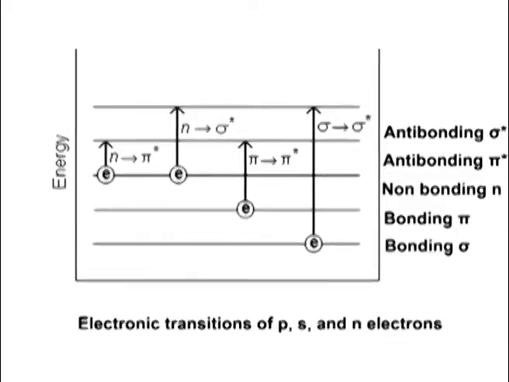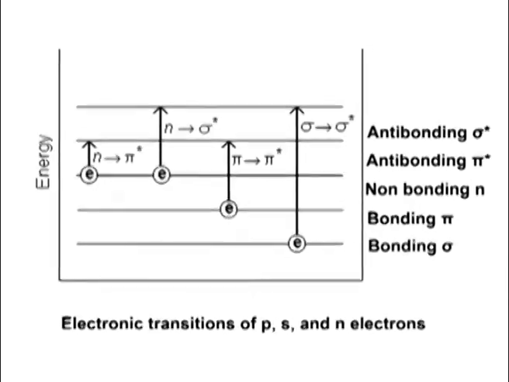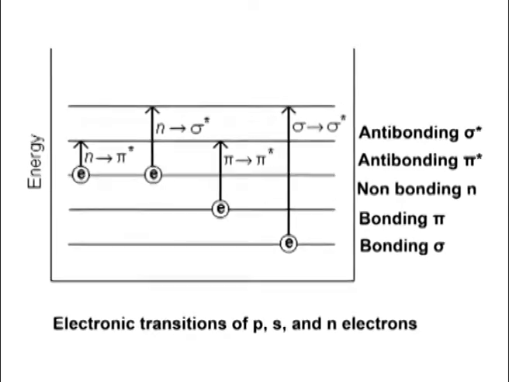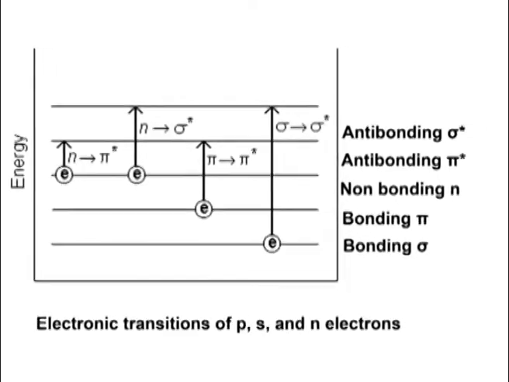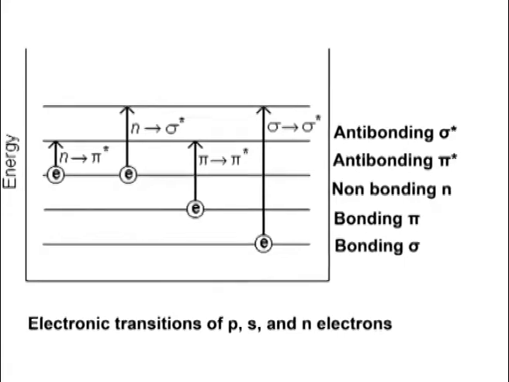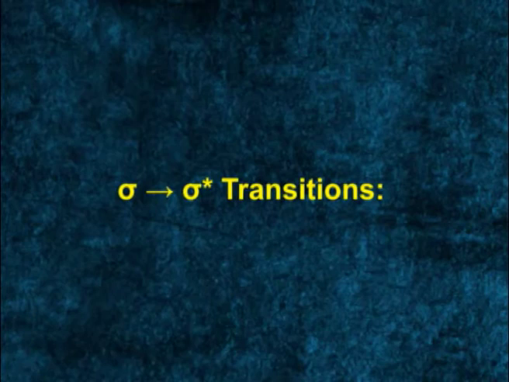The figure shows electronic transitions of pi, sigma and n electrons. We can see that there are various transitions of bonding sigma, bonding pi, non-bonding n, anti-bonding pi dash and anti-bonding sigma dash. Sigma to sigma dash transitions.